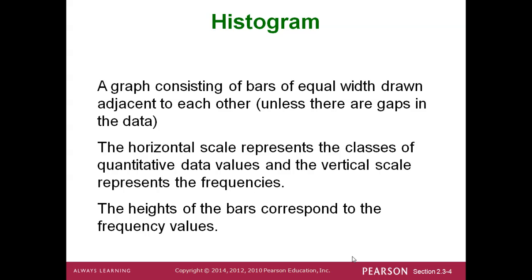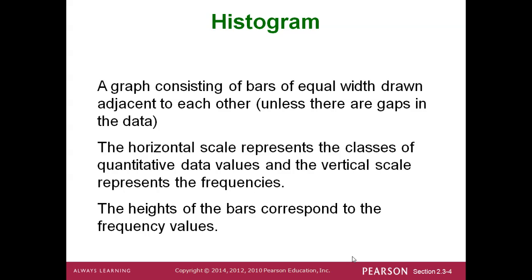So when we're drawing a histogram, our bars are going to have equal width, and they're right up against one another, adjacent to one another, unless there are gaps in the data. The horizontal scale represents the classes of quantitative data. So classes are going to be the x-axis, and frequency is going to be on the y-axis. The heights of the bars correspond to those frequency values. It's the same histogram you did in 6th grade for your science fair project, like how many times you could turn a light bulb on and off before it blew. Simple like that.